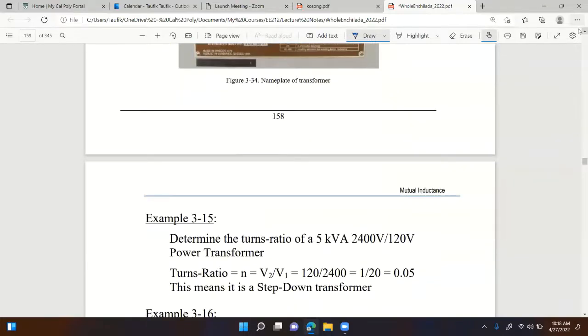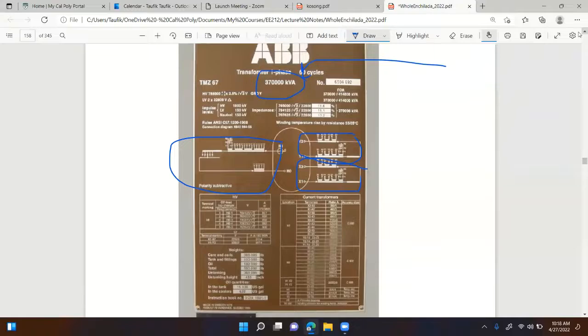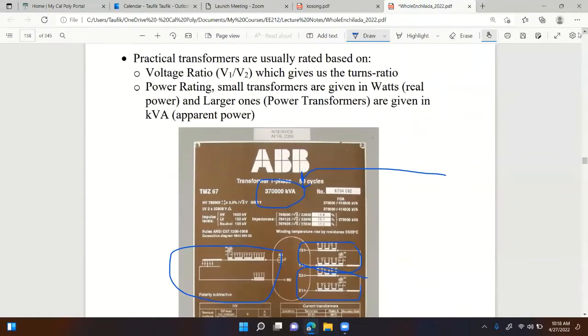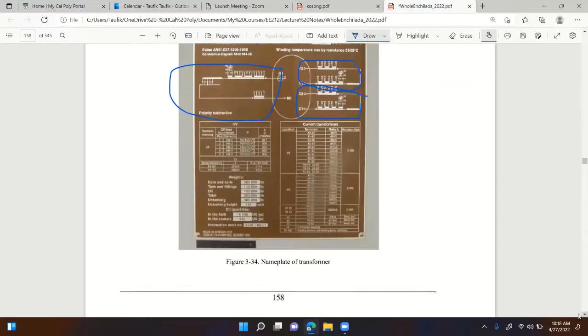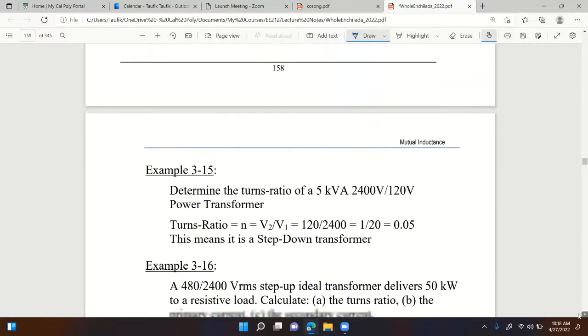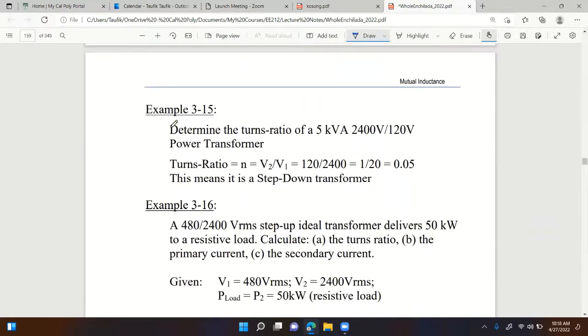Any questions on the transformer rating? Very short section. If not, let's move on to the next section. Actually, I have examples. The first example: determine the turns ratio of a 5 kVA, 2400 to 120 volt power transformer. So we look at these numbers.